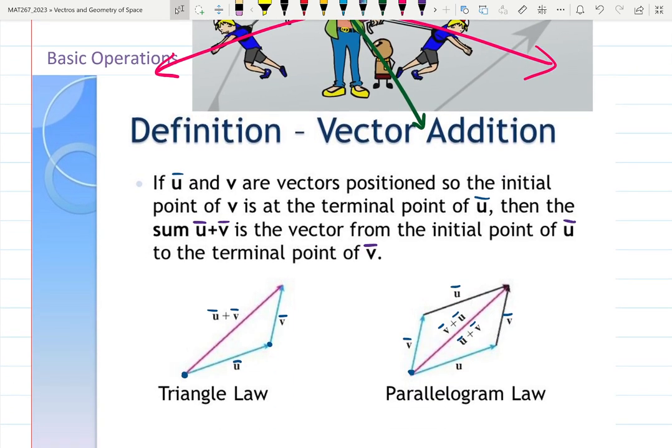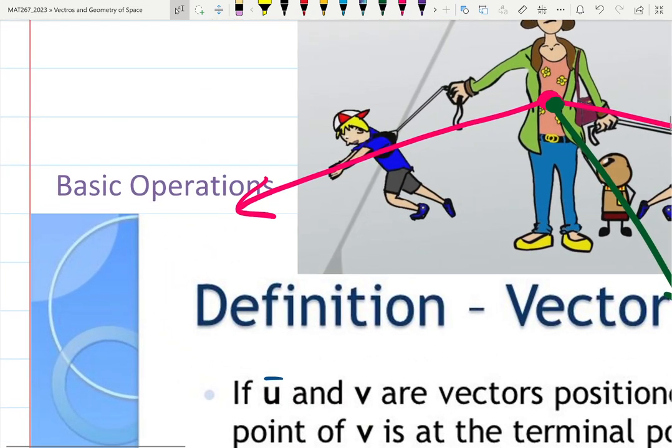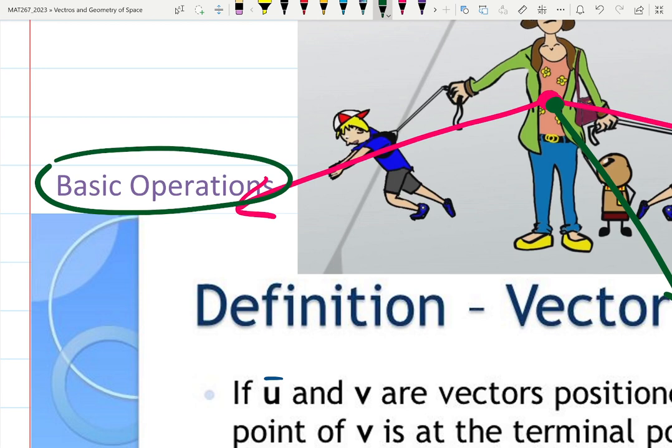Let's learn how to add, subtract, and multiply vectors. Multiply for now by a number and then between each other. Basic operations. Write this down. This is a good topic. Basic operations.